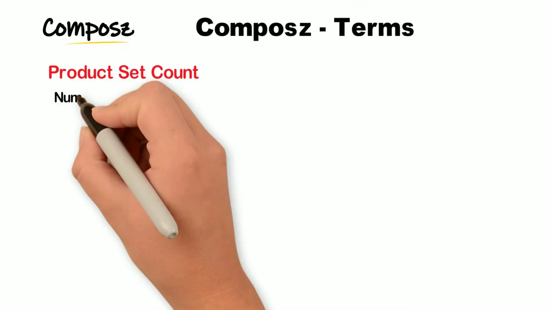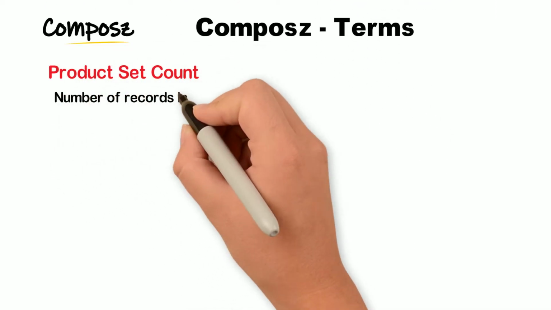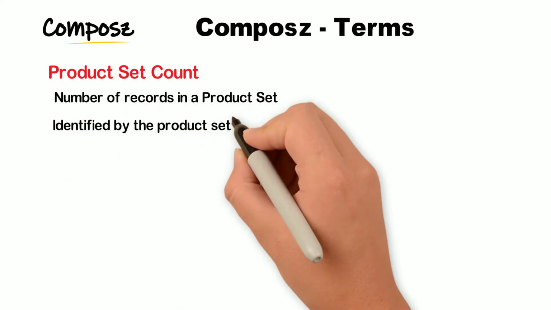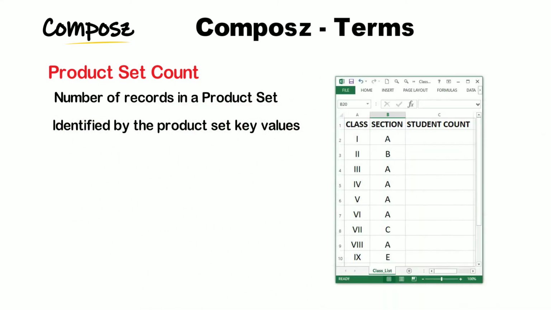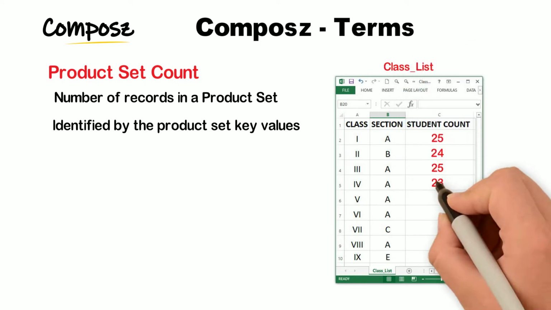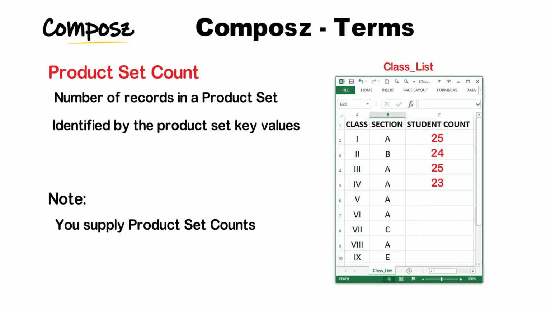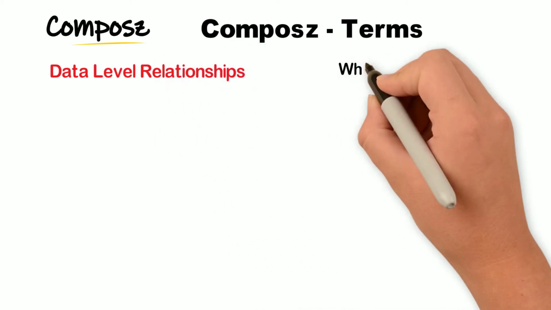Product set count. Product set count tells us how many records are there in the product set, usually identified by their product set key values. Usually it means how many students are there in a class. Note: product set count is a value you supply when you create various product sets for each class and section in Composz.